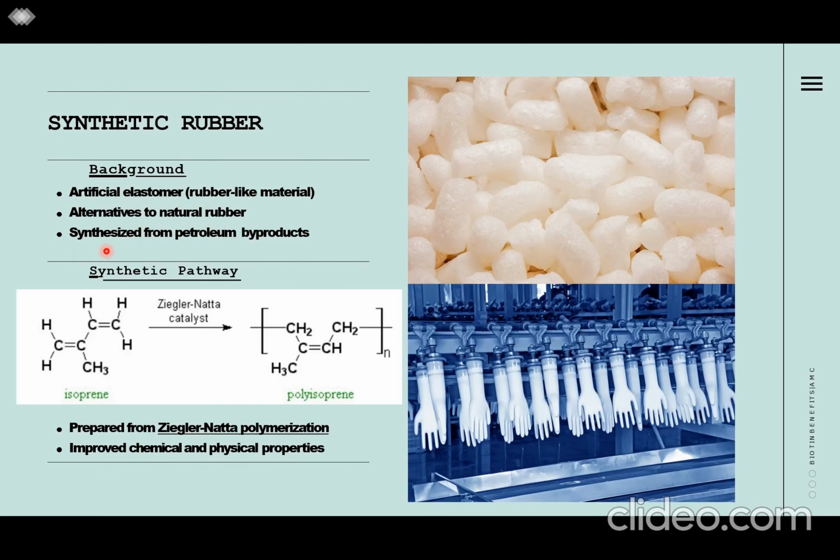Instead of extracting it from the plant, it is synthesized from petroleum byproducts through Ziegler-Natta polymerization, using a mixture of triethylaluminium and titanium tetrachloride. It is improved in many areas and complements the weaknesses we found in natural rubber.